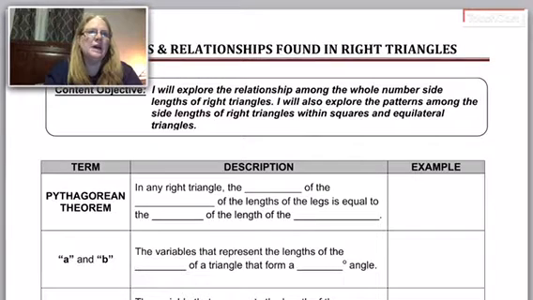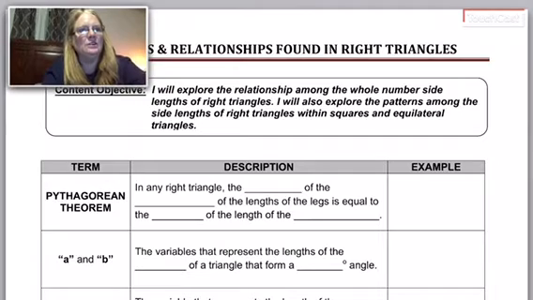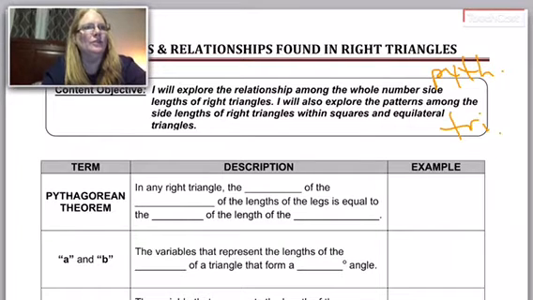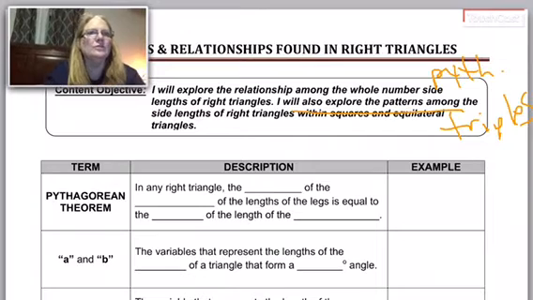This lesson is patterns and relationships found in right triangles. It says that we want to explore the relationships among whole number side lengths in right triangles, and we've talked about that before. Those are Pythagorean triples. I'm going to abbreviate Pythagorean triples. And then we also want to explore the patterns among the side lengths of right triangles within squares and equilateral triangles. There are going to be some special relationships that exist.